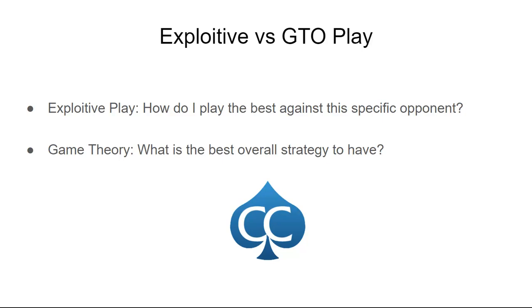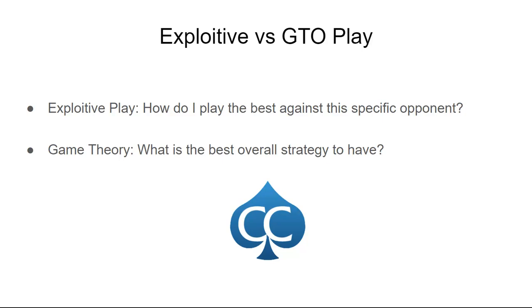So part of this goes to the difference between exploitive and GTO play. And you've probably heard GTO before. It stands for Game Theory Optimal. And the idea behind GTO play is you're asking what is the best overall strategy to have, whereas for exploitive play, you're looking at a specific opponent. You're saying, against this guy, what is the best strategy? So it might not be the best strategy in general. A good player might be able to easily exploit it, but it takes advantage of a flaw in your opponent.